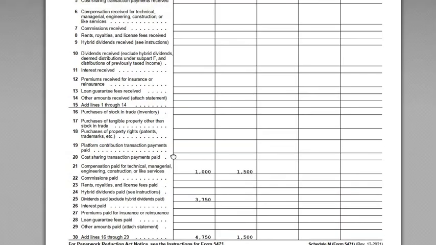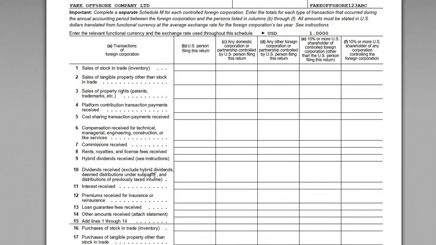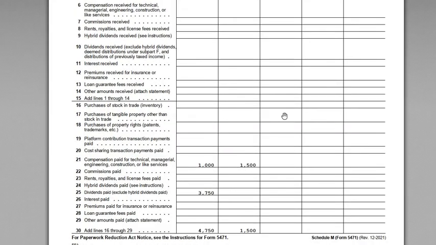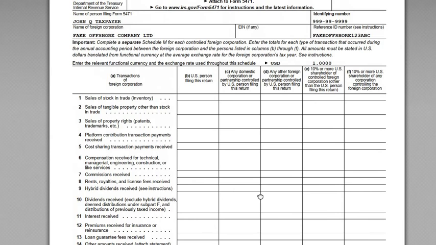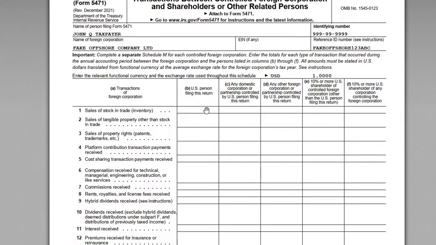So we've talked about Schedule M here. Lines 1 through 15 are inflows of money; 16 through 30 are outflows of money from the corporation to a related person. Notice that none of the income from the corporation is from related parties, right? They're trading stocks and bonds. They have dividend income from unrelated parties. So that's why we see no entries on lines 1 through 15.